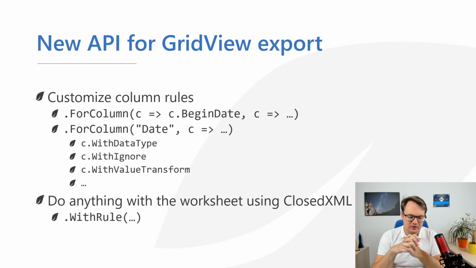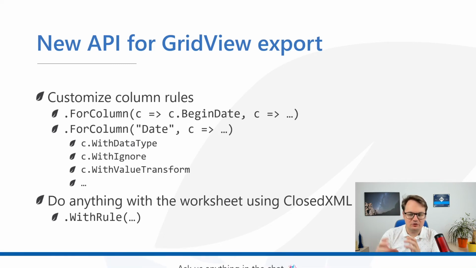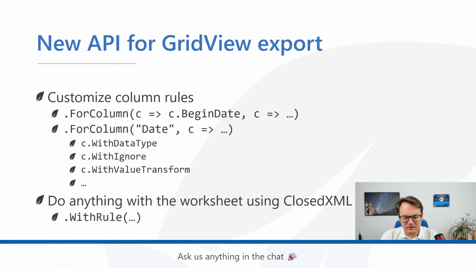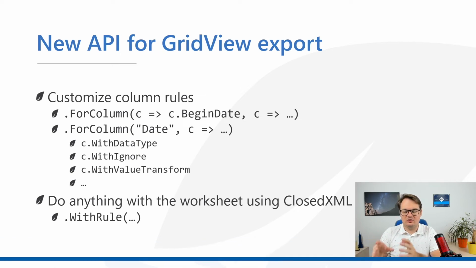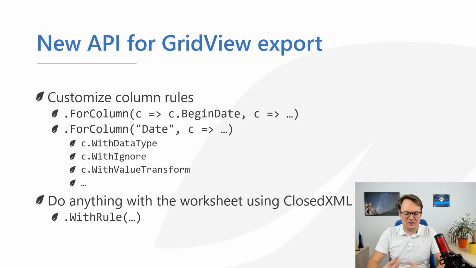So for example, you can say that the column that is bound to the begin date property, I will be using some rules. For example, I can ignore this column because I don't want to show it to the user, or I can transform the value before passing it to the Excel, for example, to trim out the time from the date to have there just the date information and things like that.